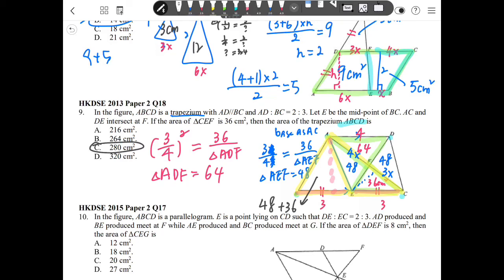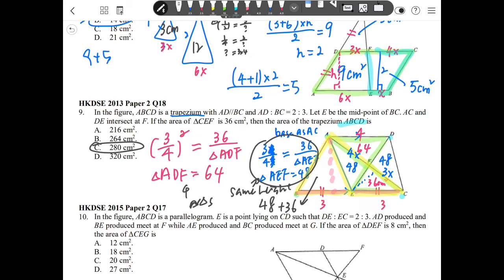Okay, so this question combined the similar triangle, and also we have got this part, the same base, same height problem. In this case, we take AC as a base, and then we have got a different height. And with AC as a base again, we have got the same height. Okay, so this part will be a same height problem.